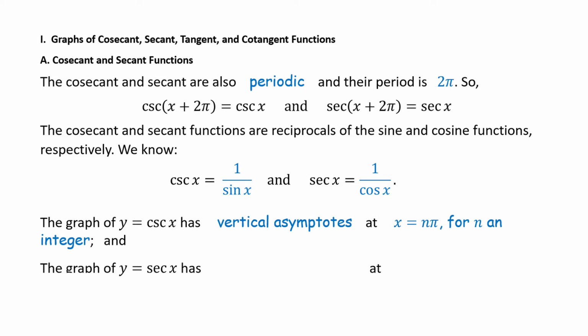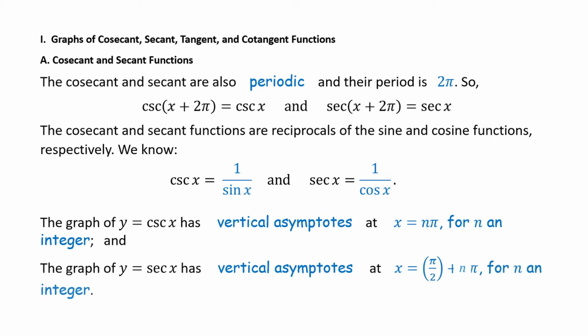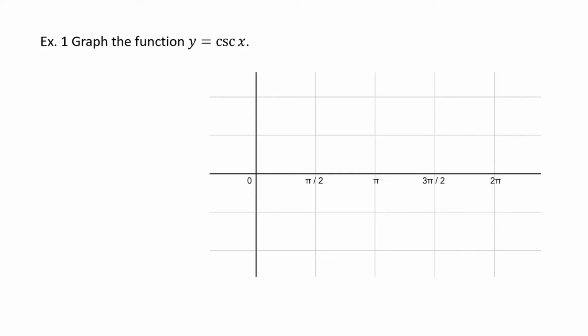Let's look at it for the secant. The graph of y equals secant x has vertical asymptotes at x equals pi over 2 plus n pi for n an integer. Again, those are the values this time where the cosine equals 0. Graph the function y equals cosecant of x. Let's approach this by looking at y equals cosecant of x, the reciprocal function 1 over sine x.